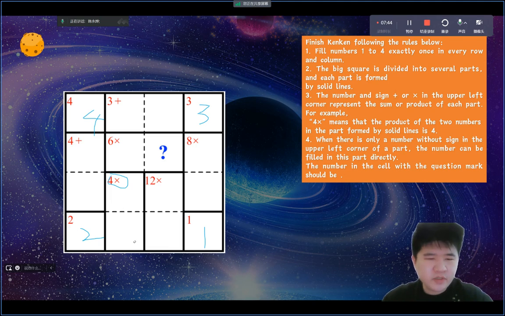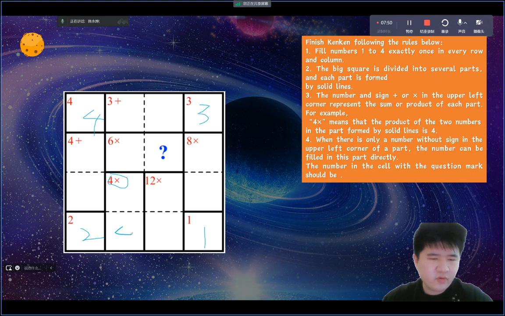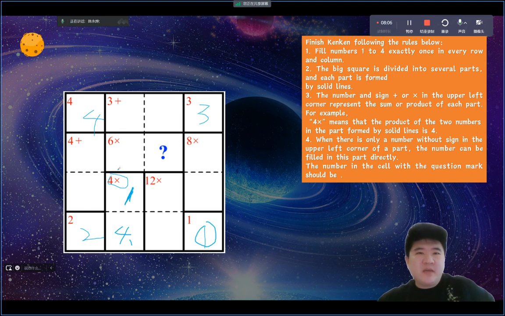We must put a 4 on the bottom part. Why? Because here we already have a 1. If this is a 1, it will conflict with the right bottom corner, so it's not okay. So this is a 1 and this is 4. And so we just look at its neighbor. 12. How can we get a 12? 3 times 4 equals 12. And as we already have a 4 in the last row, it must be 3 on the bottom and 4 above. So this is how we get it.